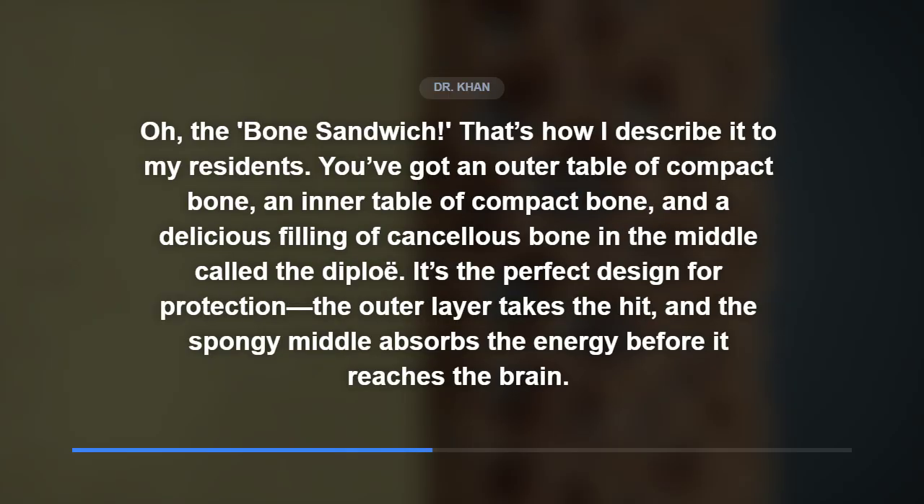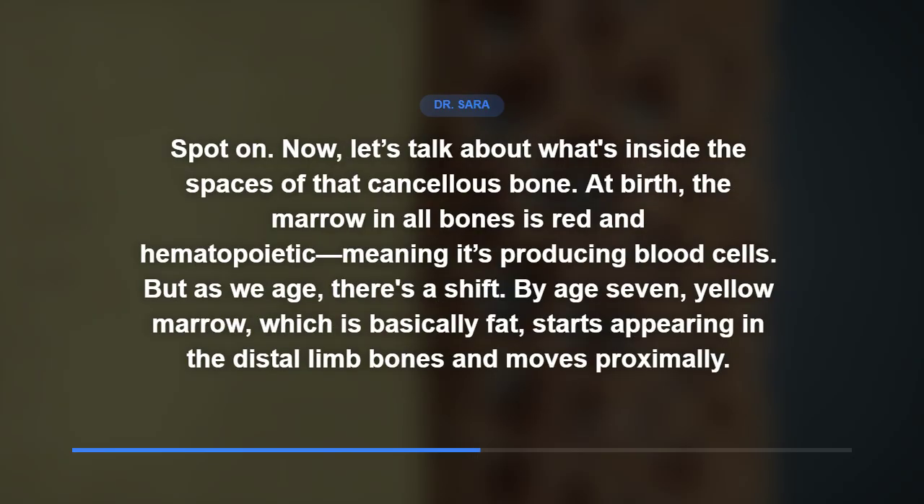That leads us to a very high yield point regarding flat bones, like those in the skull. On the boards, they might use the term diploe. Do you remember that one, Dr. Khan? Oh, the bone sandwich. That's how I describe it to my residents. You've got an outer table of compact bone, an inner table of compact bone, and a delicious filling of cancellous bone in the middle called the diploe. It's the perfect design for protection. The outer layer takes the hit, and the spongy middle absorbs the energy before it reaches the brain.